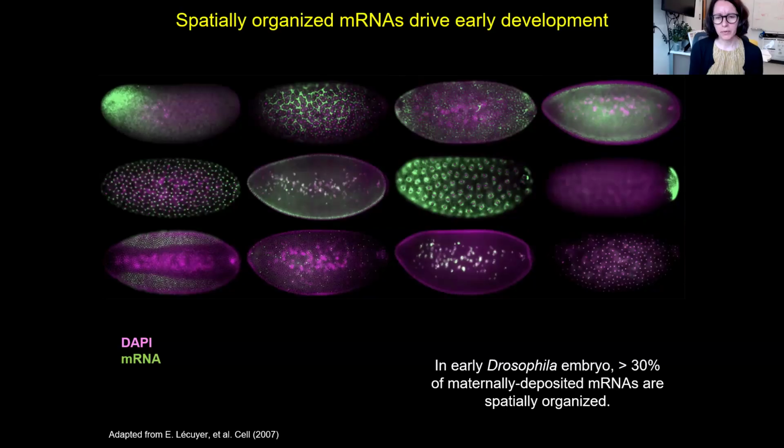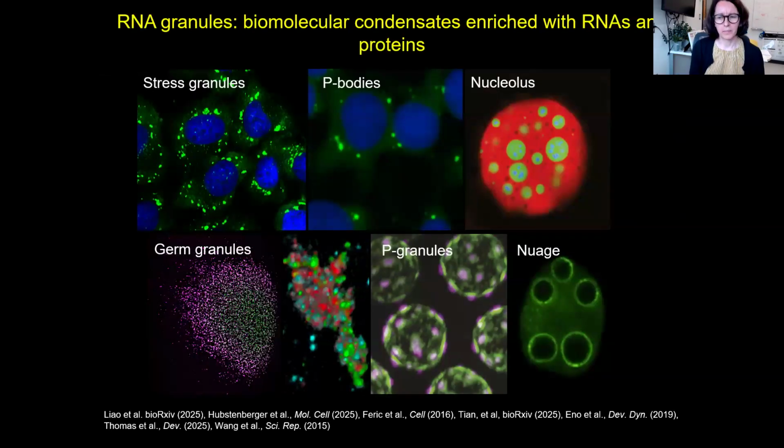And these patterns are important because they are driving early developmental decisions, including patterning of the embryo and the formation of first cellular lineages. And many times, mRNAs are going to organize and localize within biomolecular condensates or RNA granules. And here I'm showing you some of the examples, such as stress granules, P-bodies, germ granules that we work on, nuage, and I'm pretty sure that these are condensates that are known to this audience.